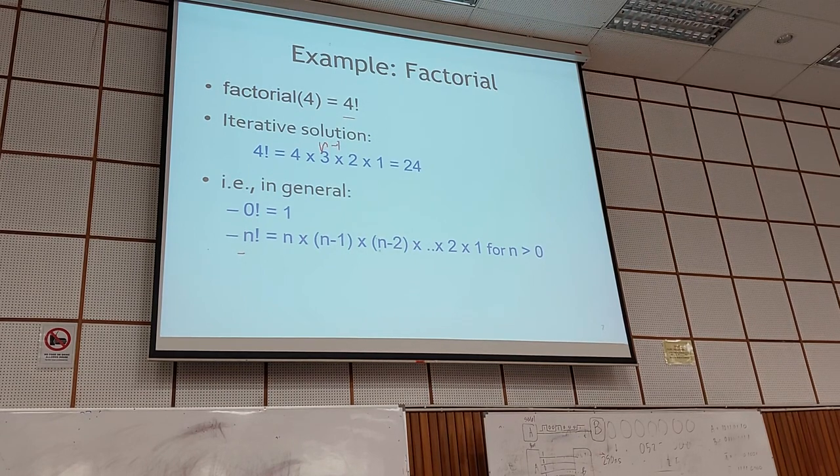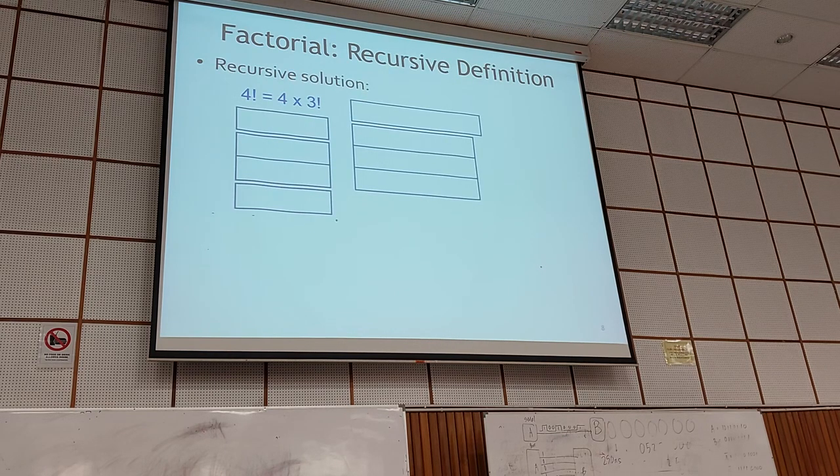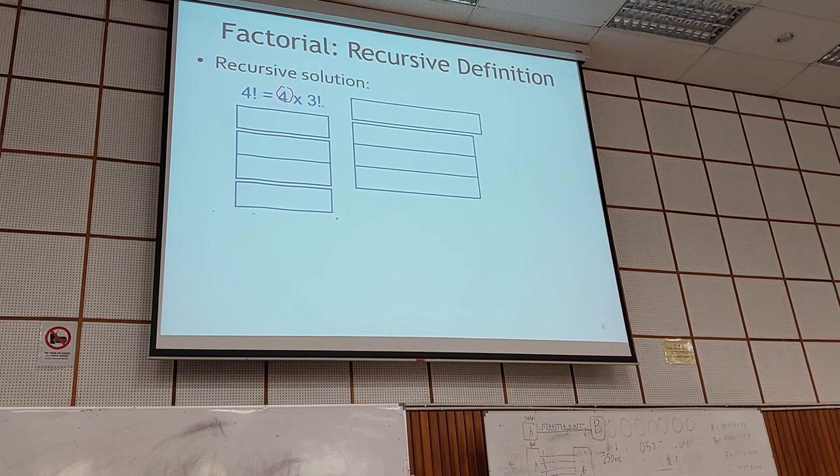And followed by n minus 2 and n minus 3 and so forth until we have n is more than 0, right? So when n is more than 0, right? You understand it? Okay? Now let's take a look at the recursive method. Now, in the recursive method, what happens is that we take 4, we multiply by 3 factorial.